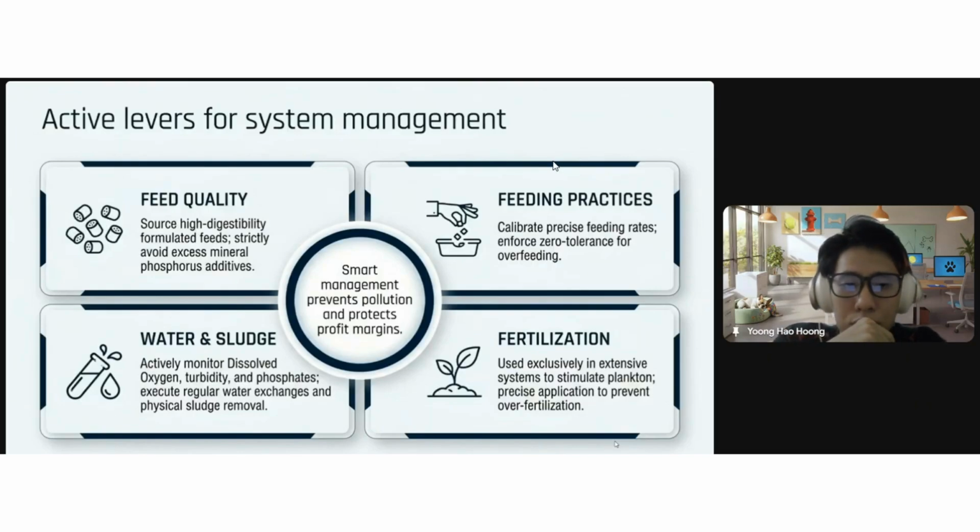So how do the farmers manage the phosphorus? First, they use high quality feeds, avoid overfeeding, apply controlled fertilization, and monitor the water quality. Good management will prevent the pollution and support the healthy growth.